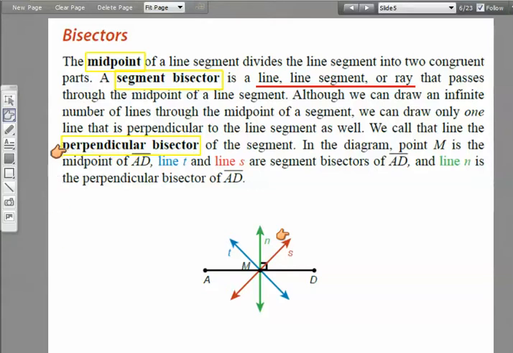The other thing that we're going to talk about is a perpendicular bisector of a segment. If you look, line N passes through the midpoint, and it's going to be your perpendicular bisector because when line N crosses through that midpoint, it creates a right angle with segment AD. So that's going to be your perpendicular bisector.